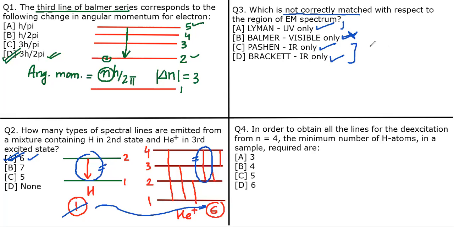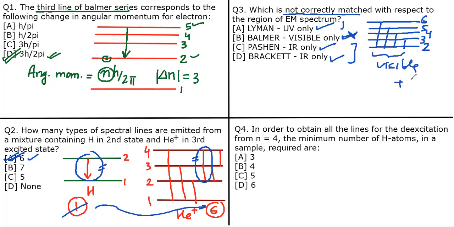We know that in Balmer, when you come to 2, only 4 lines are there in the visible range. Students should understand this. In Balmer series, lines corresponding to transitions like 6 to 2, 5 to 2, 4 to 2, and 3 to 2, these 4 lines are visible and the rest will be definitely in ultraviolet. So visible only is the wrong thing. So Balmer contains visible as well as ultraviolet.